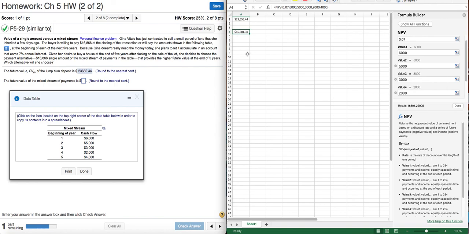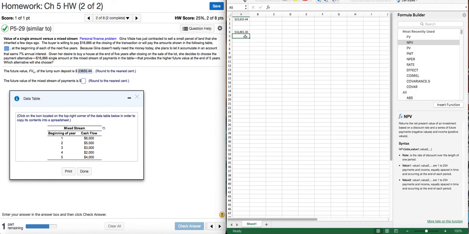So that's not our answer yet. That is what the present value of these payments would be to Gina right now. That's what it's worth to her right now. But she's wanting to know what the future value is of these payments, assuming that they sit in an account for 5 years. So what we need to do is convert this present value that we calculated into a future value. We have taken this mixed stream of cash flows and converted it into a lump sum present value that we will now calculate out a future value at the end of 5 years with.